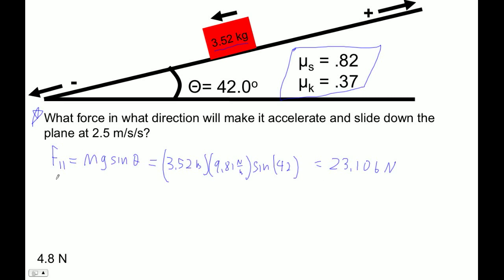So that's step one. The second thing I want to do is figure out how much of the weight is perpendicular to the plane, and that's going to be mg cos theta, right? So that's going to be 3.52 times 9.81 times the cosine of 42. So let's do that again. I'm going to go second entry. I'm so lazy, I'm going to go back and hit there, and that's 25.662.